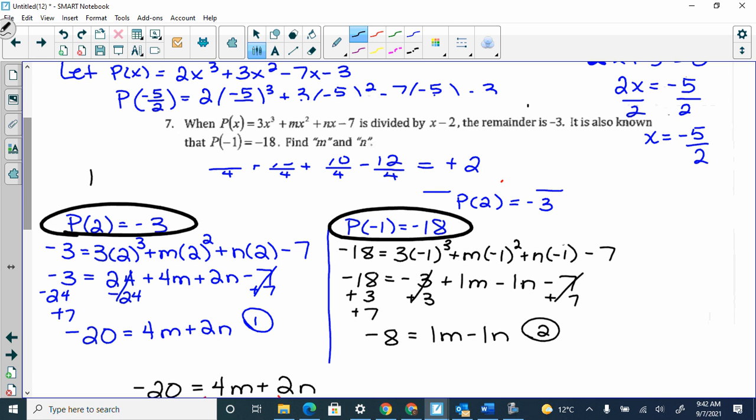Do we agree? And remember, instead of going to your table of values, you could just go second trace value, put in 2, you should get negative 3. Second trace value, put in negative 1, you should get negative 18. That's another way to do it too. If it's not a whole value, if it's not a whole number or an integer.